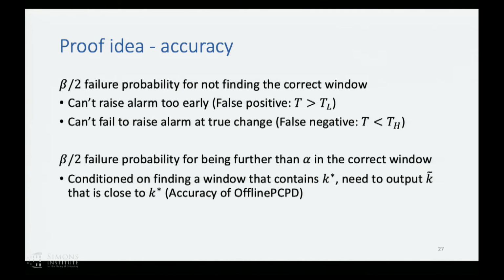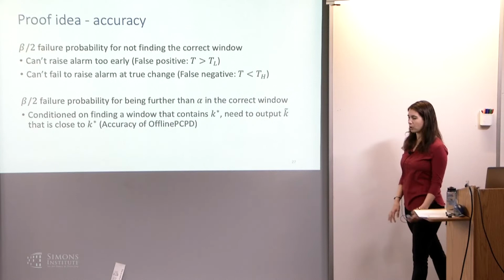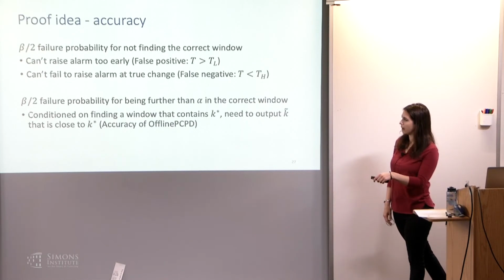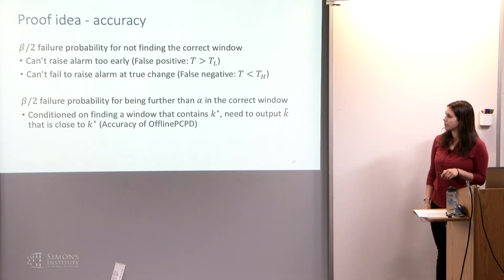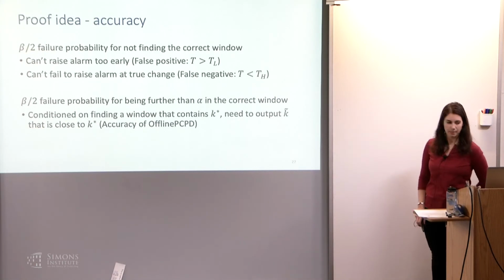And then we have this beta over 2 failure probability for being more than alpha far, conditioned on finding the right window. And so this is conditioned on not being in this bad event. I now have to find the correct change point within that window. Fortunately, we already have an accuracy theorem that ensures that with high probability, we're going to be in the right window. And then we just take union bounds over these two things. And so here we lose a couple more factors of 2. And so that's where all of our missing 2s came from.